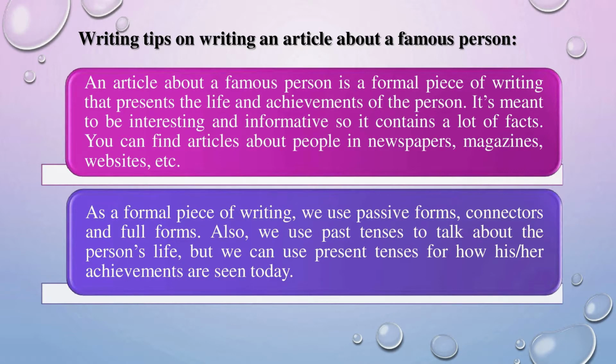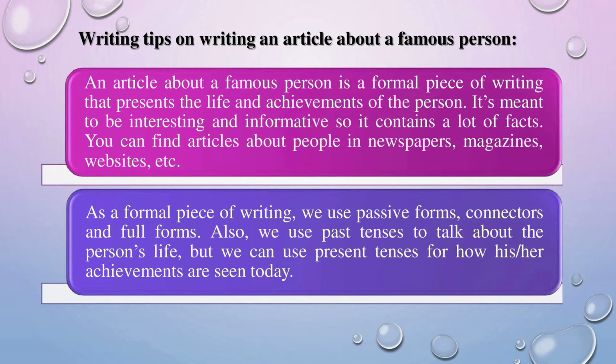Today, we are going to write an article about a famous person. How to write an article? There are several tips on writing an article about a famous person. An article about a famous person is a formal piece of writing that presents the life and achievements of the person. It's meant to be interesting and informative, so it contains a lot of facts. You can find articles about people in newspapers, magazines, websites, etc.